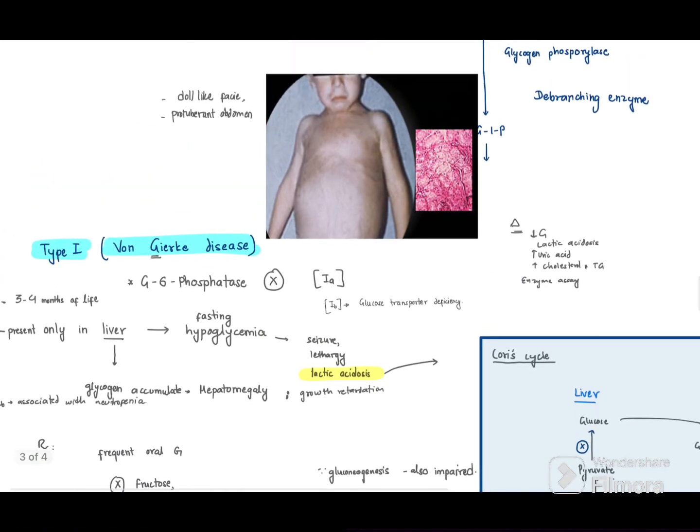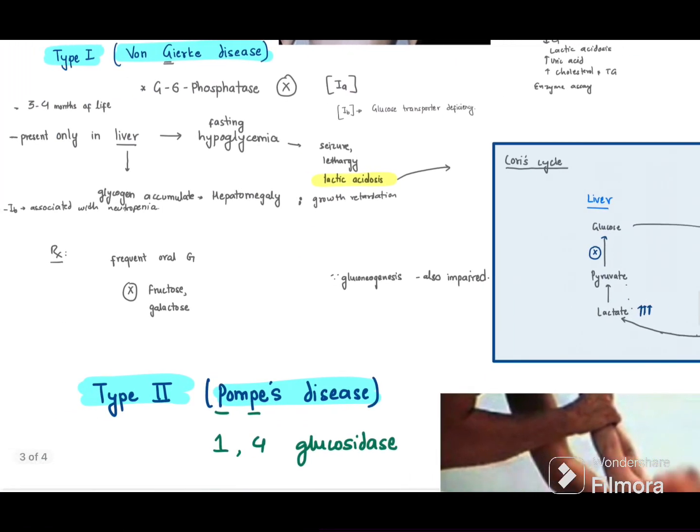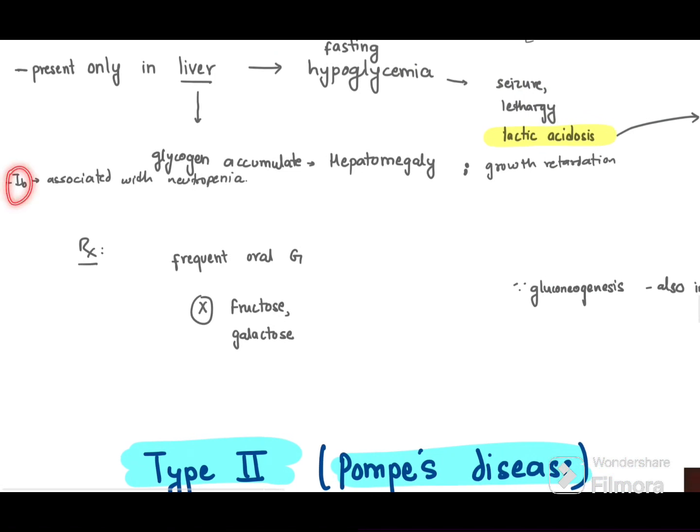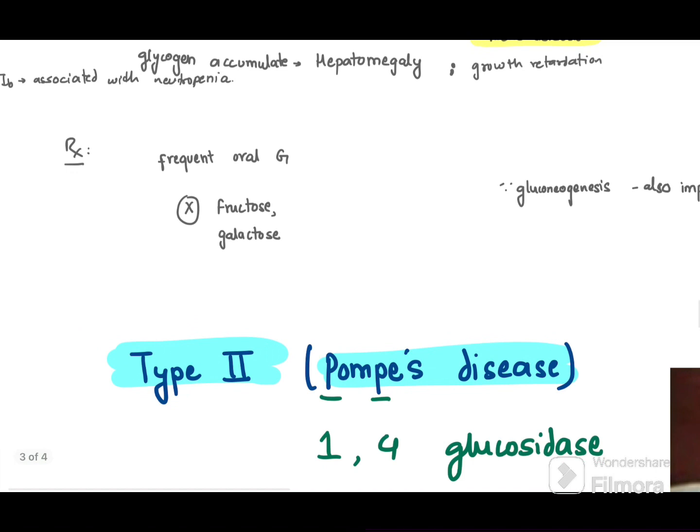Here in this picture, there is a child with Von Gierke disease. The features are doll-like faces and a protuberant abdomen. The protuberant abdomen is due to hepatomegaly. Now 1B is associated with neutropenia, and the treatment is frequent oral glucose.